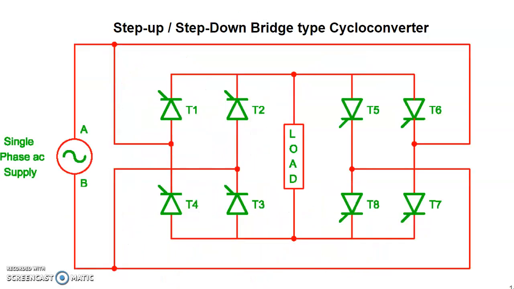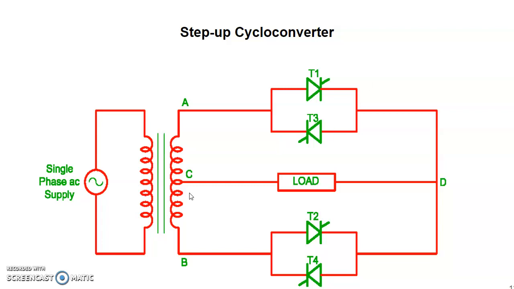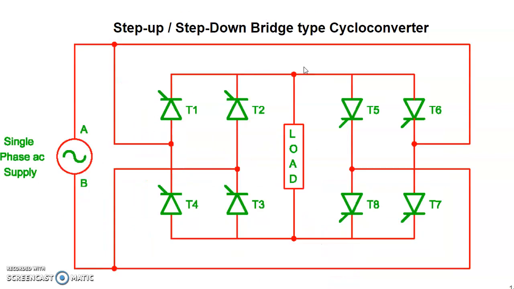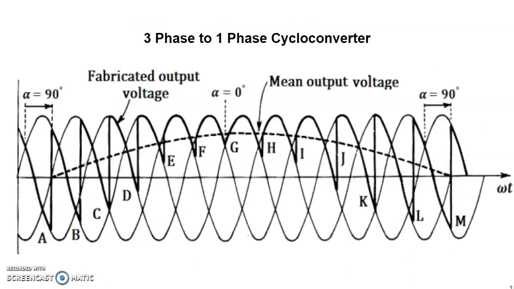And here I would like to show you step-up and step-down bridge type cycloconverters. Earlier we have seen the center-tapped transformer based one, and this diagram is bridge converter based. This is the 3-phase to single phase cycloconverter diagram. I just would like to show you the diagram; I am not going to explain how it is working. And this is the output waveform of the 3-phase to single phase cycloconverter.